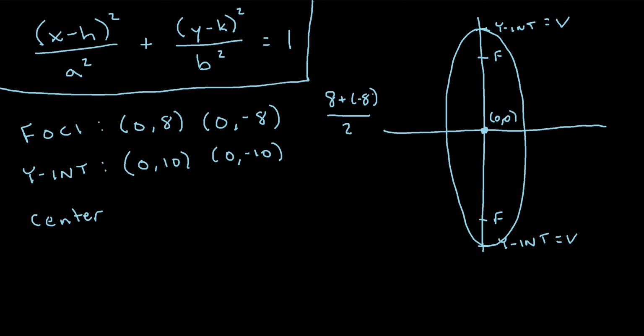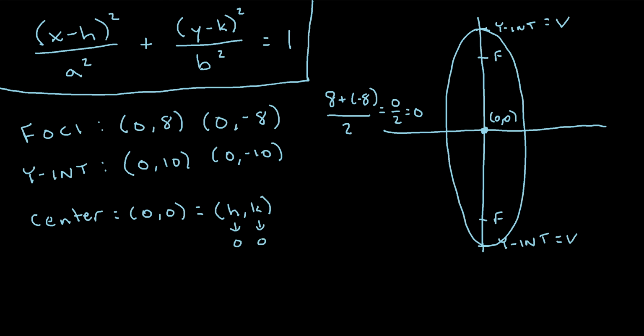So we could say 8 plus negative 8 divided by 2, because that's the average of those two values. 8 plus a negative 8 is 0, so 0 divided by 2 will just be 0. That means the y-coordinate of the center of this ellipse will be 0. And we know that the x-coordinate is 0 since both foci have x values of 0. So the center is located at (0, 0). And when we have an equation in this form, the center has coordinates (h, k), so h is going to be 0 and k is also going to be 0.